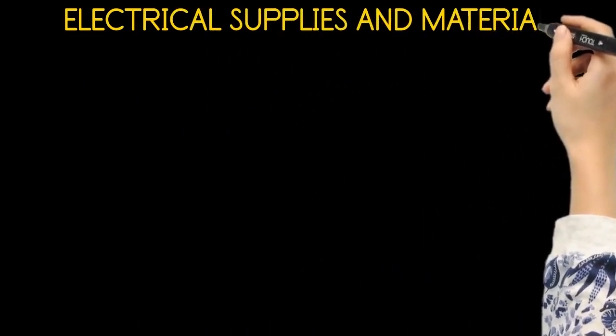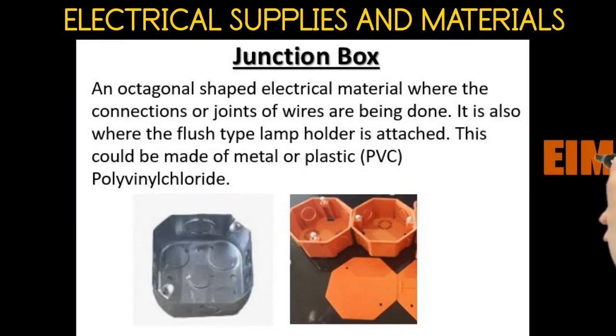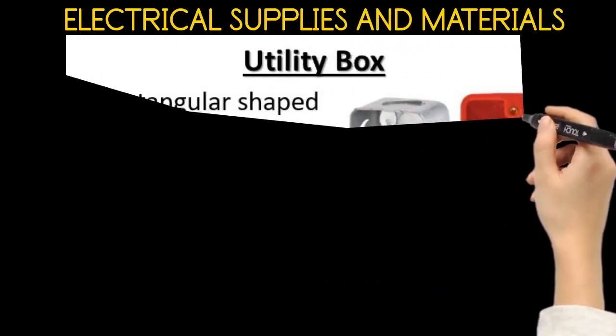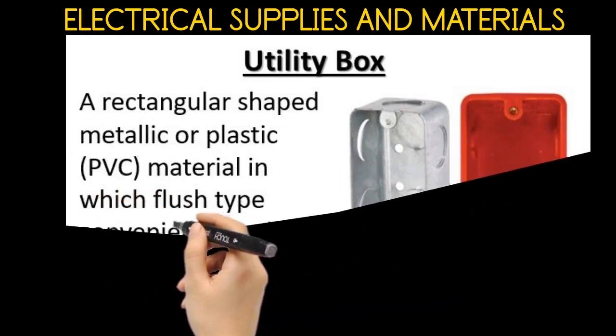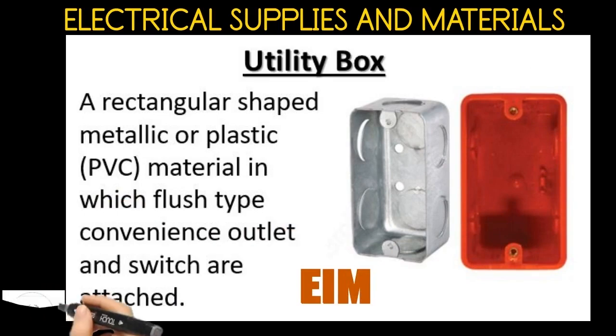The junction box, an octagonal-shaped electrical material where the connections or joints of wires are being done. It is also where the flush-type lamp holder is attached. This could be made of metal or plastic. The utility box, a rectangular-shaped metallic or plastic PVC material in which flush-type convenience outlet and switch are attached.